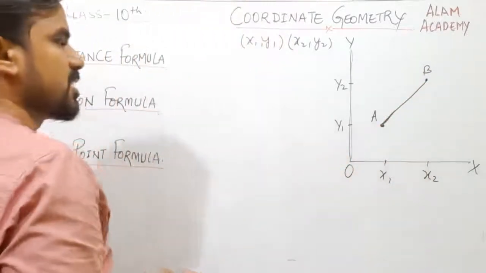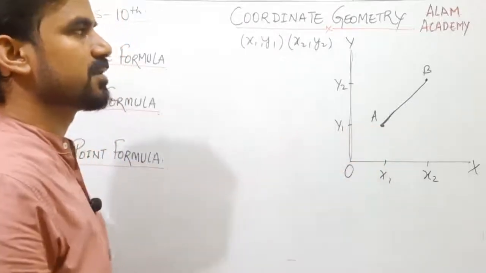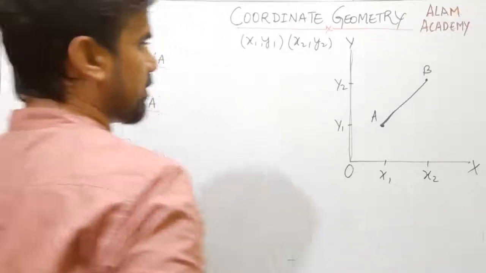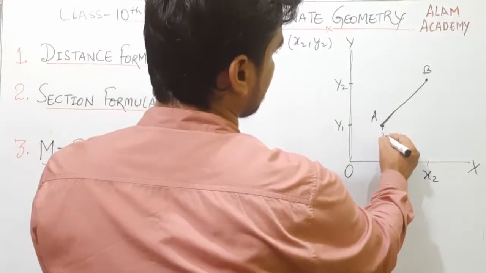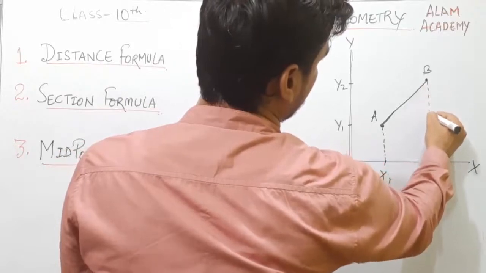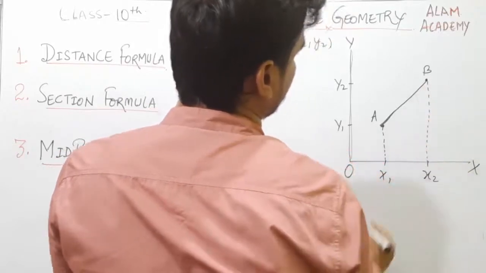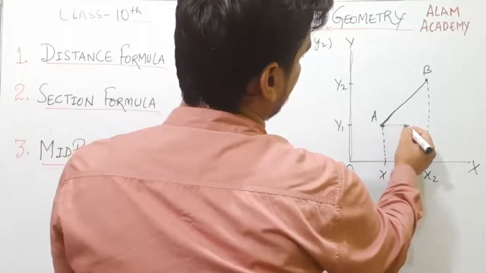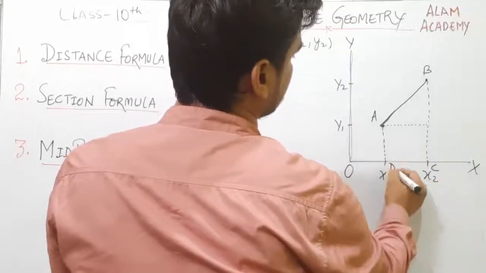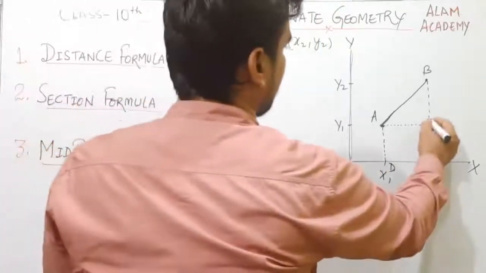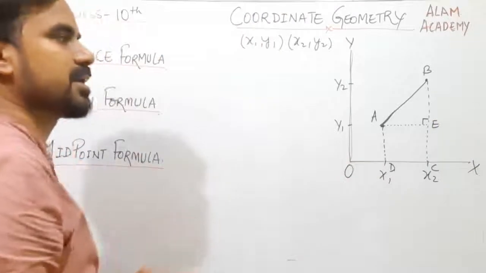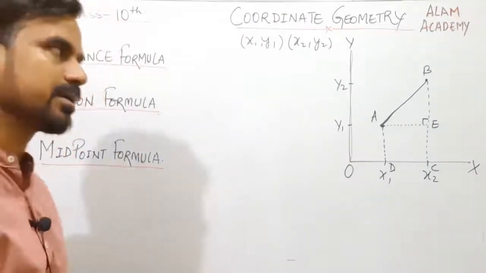Okay, so it means that we have to find out the distance of AB. So for this, what we do is we draw a perpendicular from point A on the x-axis and we draw a perpendicular from point B on the x-axis. Now from point A we draw a perpendicular on this BD, let's say that it is C and it is D. Okay, now here what we observe is, let's say that it is E, ABE is a right angle triangle.